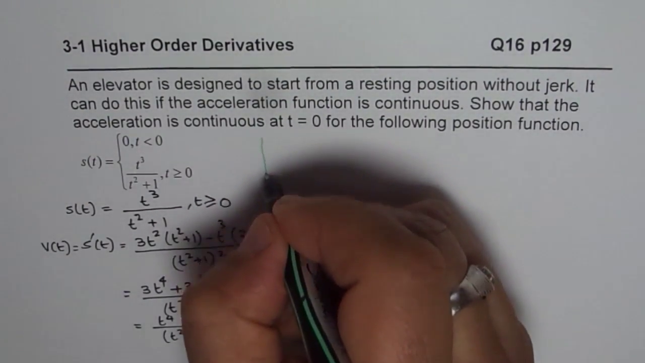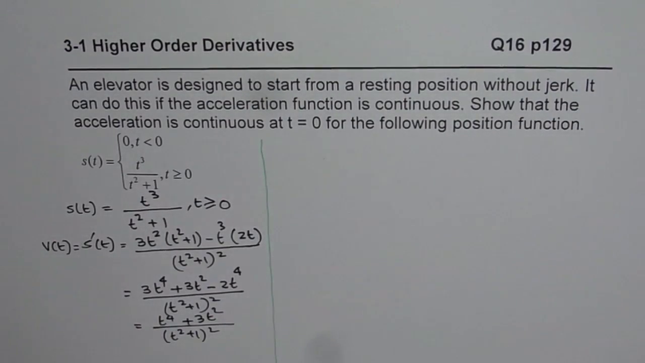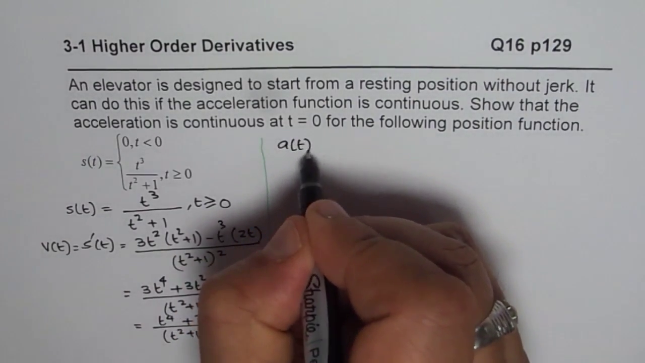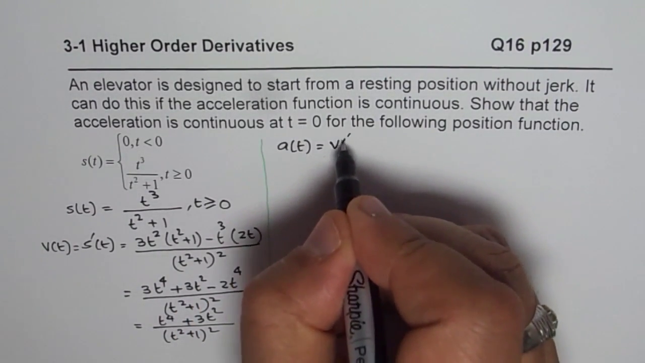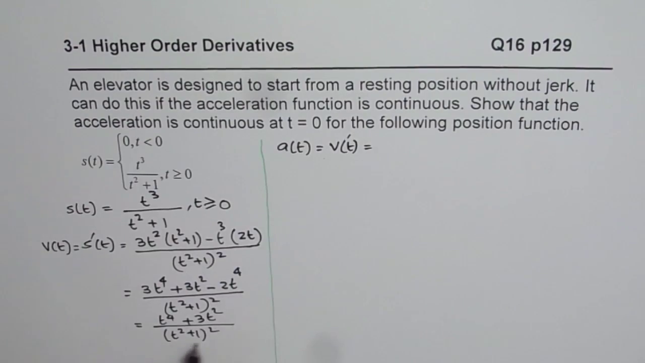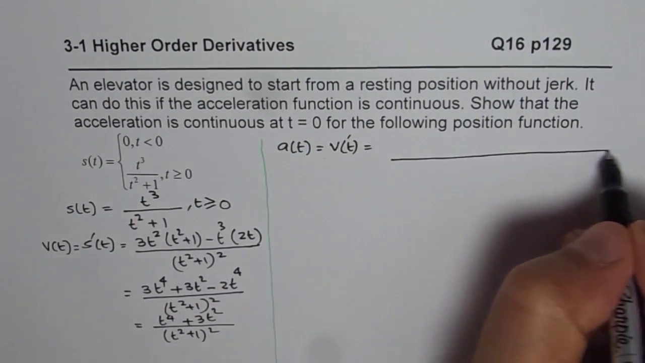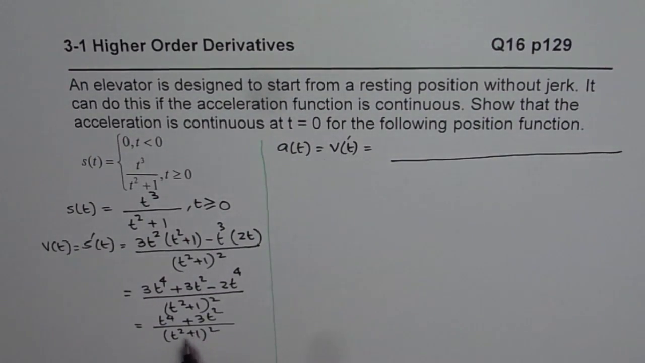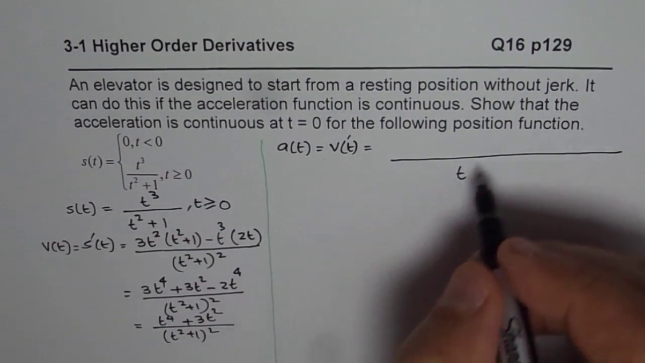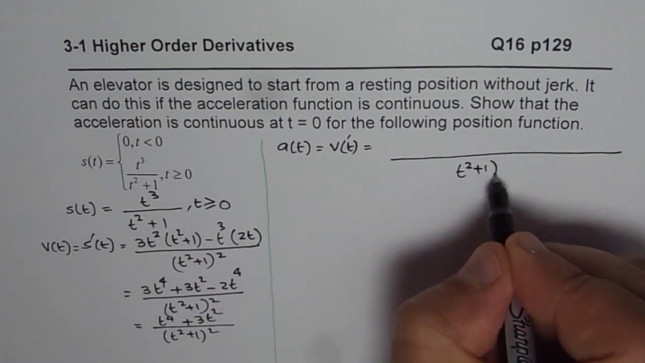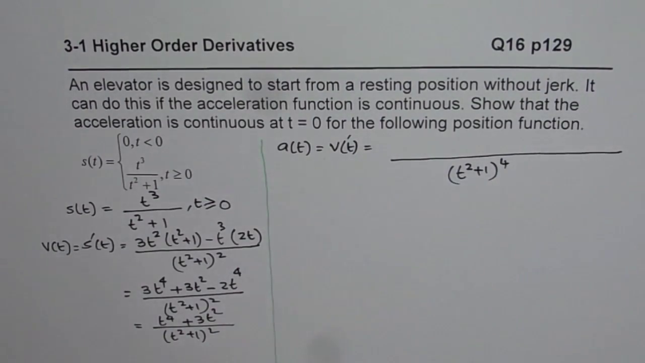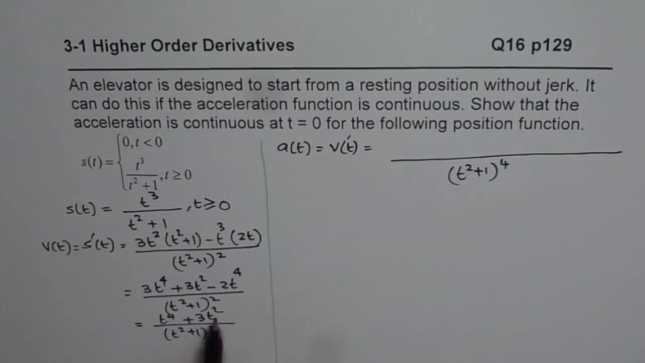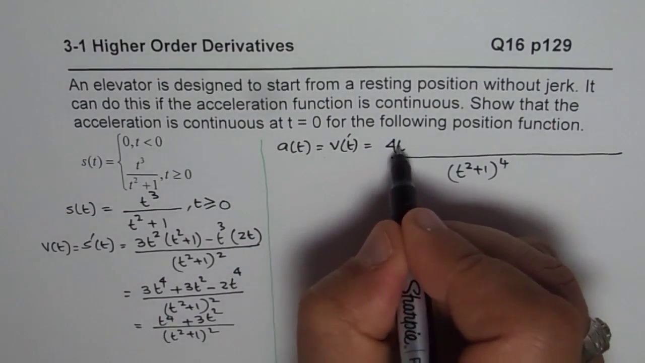So that is the velocity function. To show that the acceleration is continuous, we need the acceleration, so let's find it now. Acceleration is the derivative of velocity. I thought we could simplify that a bit, but we can't. So t squared plus 1 whole squared becomes t squared plus 1 to the power of 4, and the derivative of the numerator is 4t cubed.